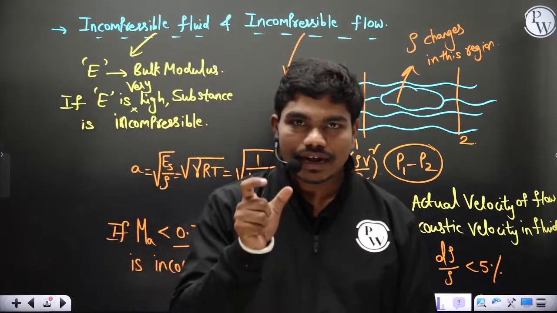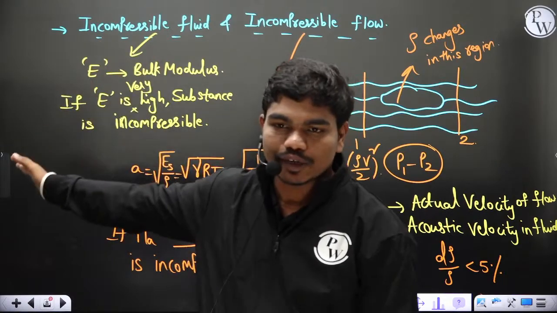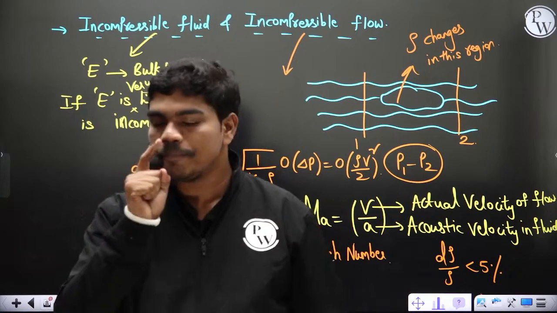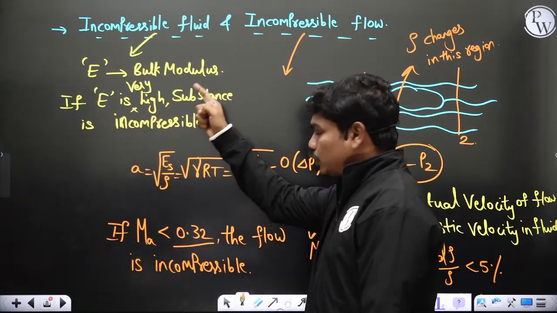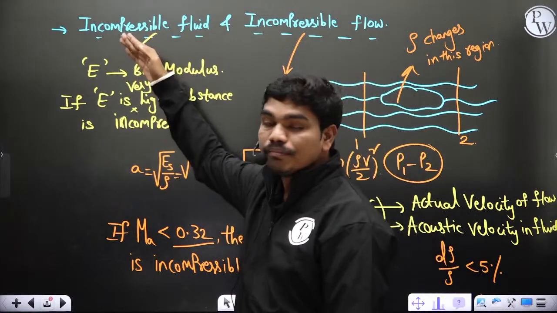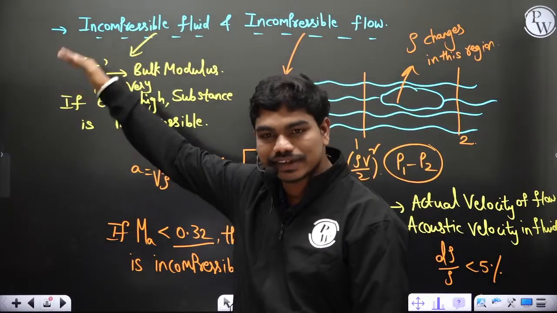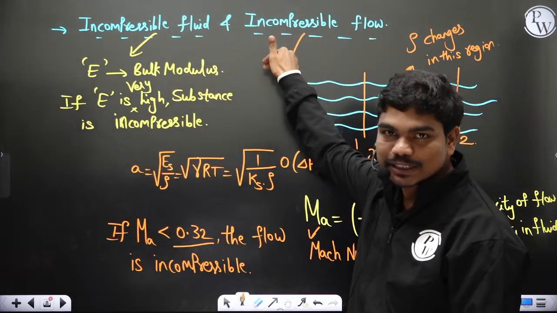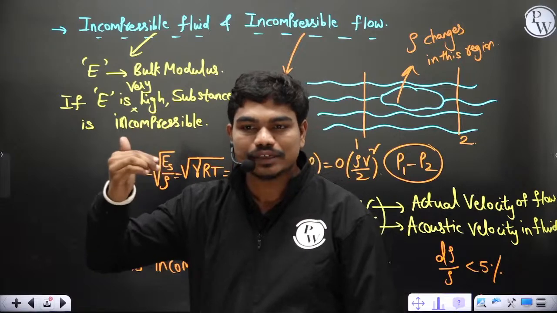Even incompressible fluids, or fluids with very high bulk modulus, can experience compressibility effects under the influence of high pressures. That's why, to decide whether a fluid is incompressible or not, we check the bulk modulus. If the bulk modulus is very high, the fluid is incompressible. Then if you want to observe whether a flow is incompressible or not, you should check the Mach number of the flow. Clear?